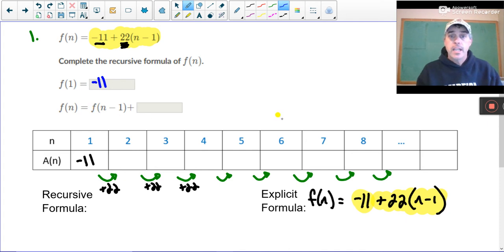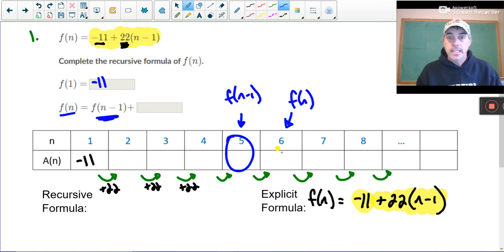So again, if I'm calling this one f of n, then f of n minus 1 would be this guy. And so I would take this number, and to get to here, I would have to add in my common difference.